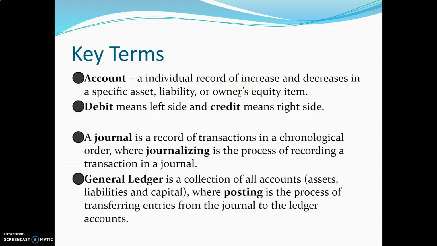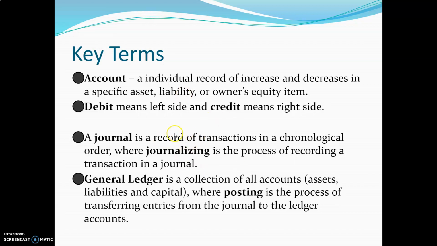And debit and credit come from the Latin words for left side, right side. Specifically, debit means the left side, credit means the right side. A journal is a record of transactions in chronological order, where journalizing is the process of recording those transactions into the journal. And a general ledger is a collection of all the specific accounts. So if you wanted to look up what kind of activities have happened in a specific account, like a bank account or accounts receivable or accounts payable, you would look at the general ledger. This is where our journal gets posted.